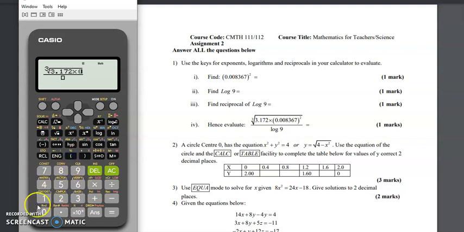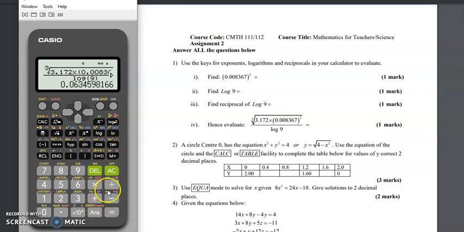Put the bracket and put 0.008. Then we've got 367. Close the bracket, then squared. Bring the cursor down. When you bring the cursor down by pressing on this side, you will now put your log, and it is log 9. Close the bracket, then press the equal sign.